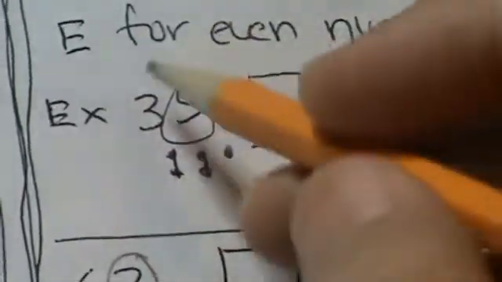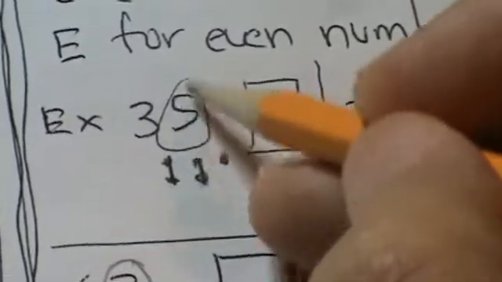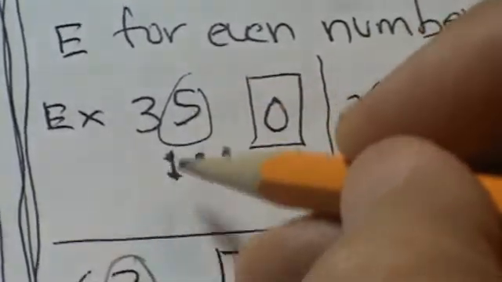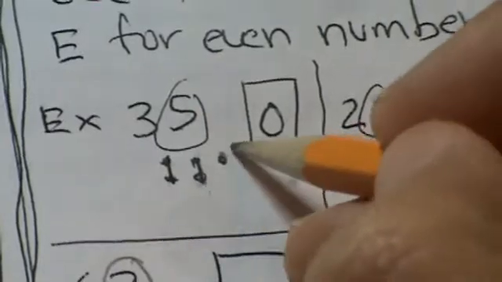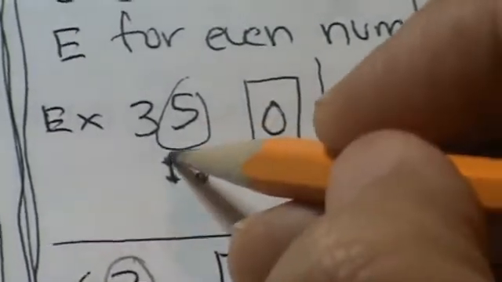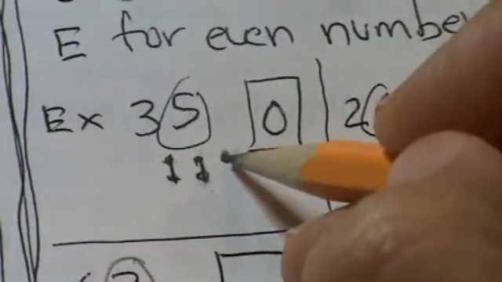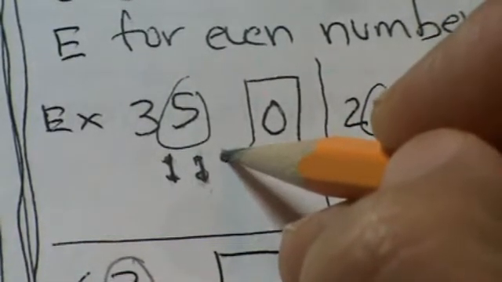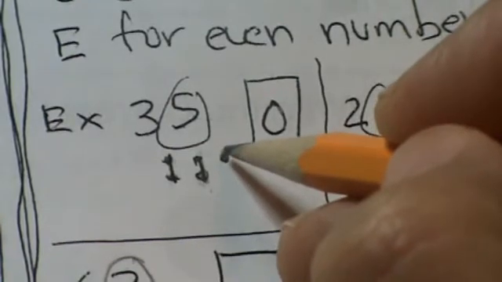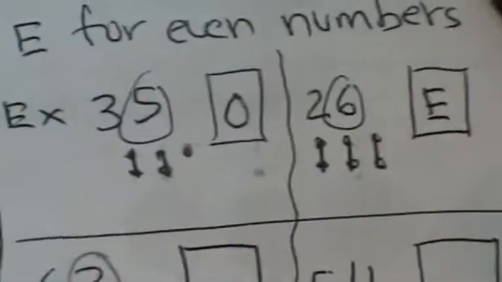For example, right here we have 35. We just circle the ones. So I draw 5. 1, 2, 3, 4, 5. Then I pair the numbers. This one has a pair, this one has a pair, this one doesn't have a pair. So this is odd because I have one left.